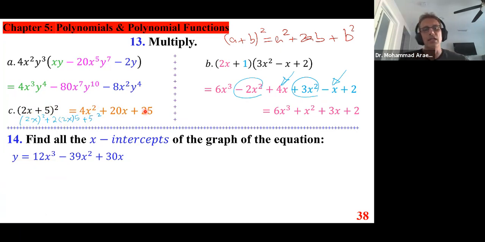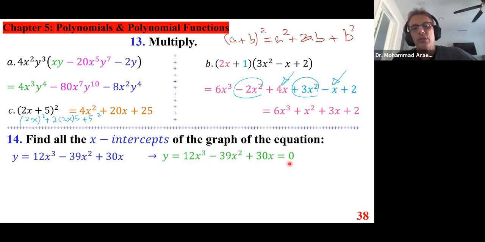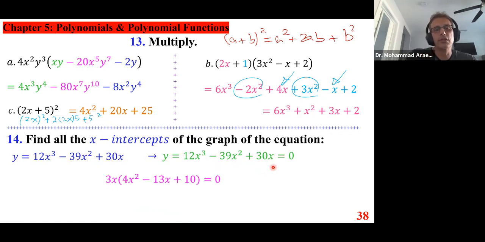The next question is asking for the intercepts. In order to find the x-intercepts, you must set y equal to 0. I hope you remember that. To find x-intercepts, set y equal to 0. So we're going to set the y, or f of x, the function, equal to 0 and solve. And to do that, we factor by starting with the GCF, okay? Among those three, the GCF is 3x. So number 3 is in common, also x is in common. So we end up with 4x squared minus 13x plus 10.